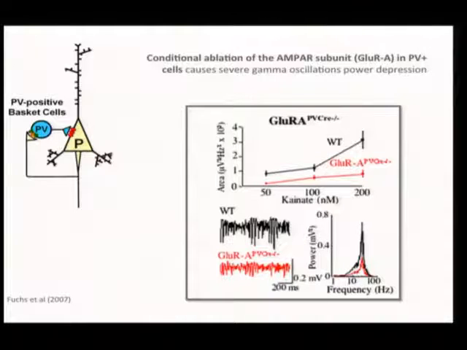This was an in vitro experiment. The gamma oscillations were induced by kainate bath. And you can see here increasing concentrations of kainate. And this is the wild type animal. You can see the enhancement of gamma oscillations, and the knockout animal cannot show the same.